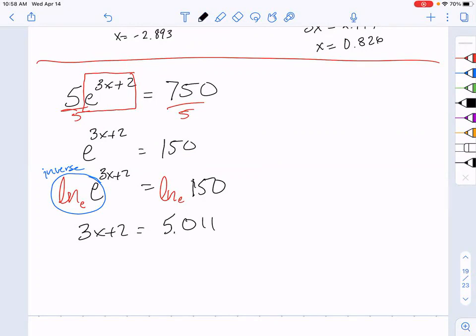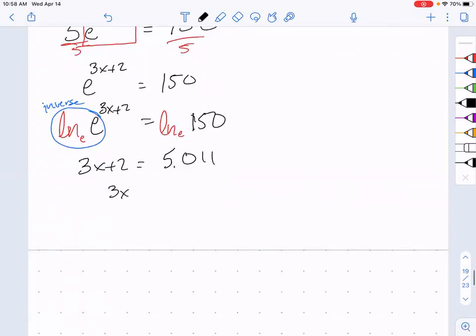We've used the change of base formula on the other problems because we had it in terms of a base that the calculator wouldn't do. Now, because this is a base E problem, it's easier because we can use natural log. So as much as you may say, I don't like E, E makes me uncomfortable, it's actually a little bit easier to solve because you have one less step in the process. So we're going to subtract 2. We get 3x equals 3.011, and we divide both sides by 3, and we get x equals 1.004.